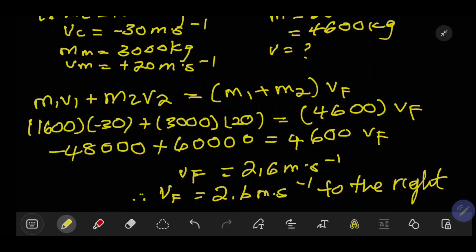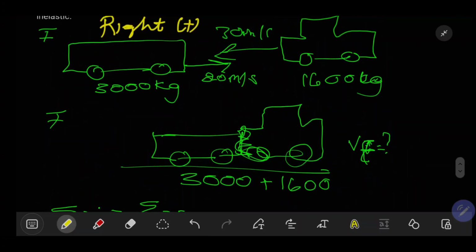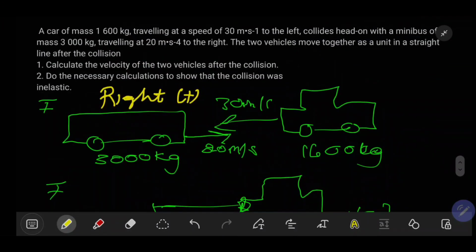Then we have calculated our velocity for these two when they are in one unit. All right, then the second question says, do the necessary calculations to show that the collision was inelastic. To show that a collision is inelastic, we know that the sum of their kinetic energy must not be conserved. So we have to calculate the kinetic energy before collision and the kinetic energy after collision, and then compare the two.